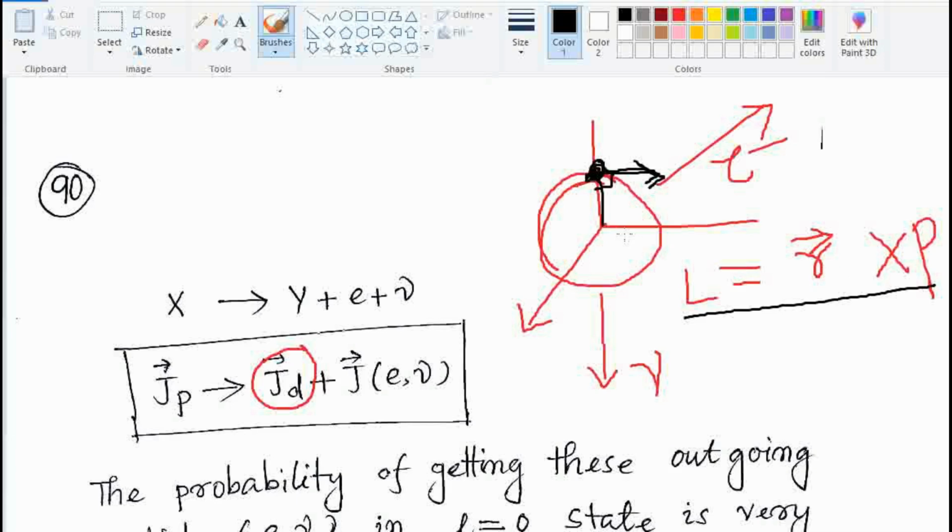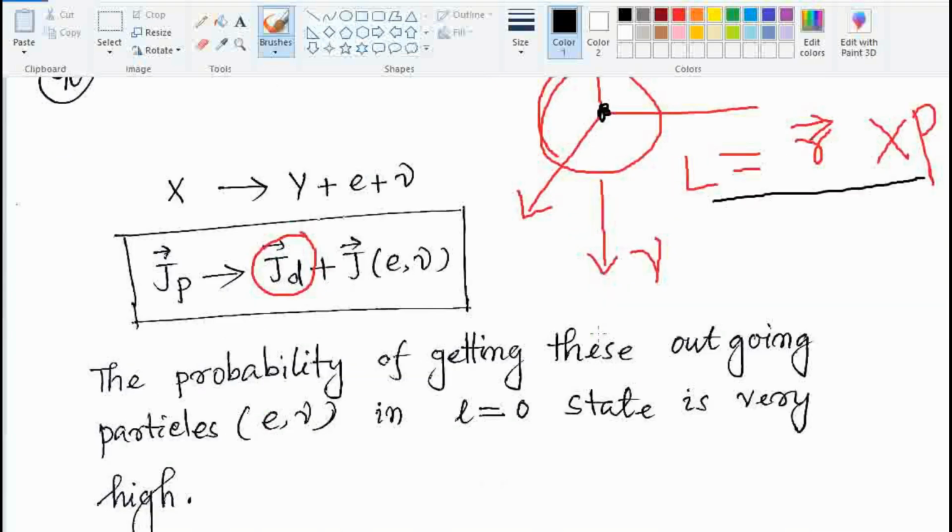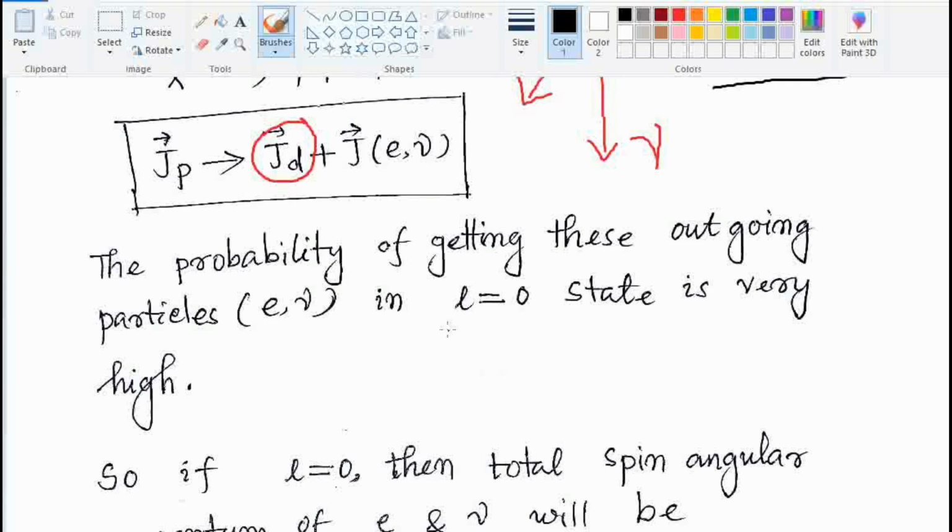But if these outgoing particles are formed at the center of this parent nucleus, then what happens? The R value becomes 0, because they are forming at the center. So at the center R equal to 0. That's why L equal to 0 for both particles, that means the electron and an antineutrino, or positron and a neutrino. So the combined angular momentum for the outgoing particle is taken as 0.